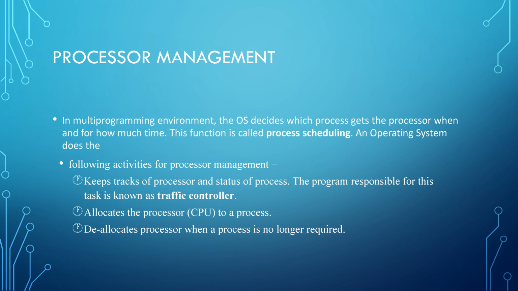An operating system does the following activities for processor management. Number one, it helps in keeping track of the processor and status of the process. The program responsible for this task is known as the traffic controller. It also helps to allocate the processor/CPU to a process. It deallocates the processor when the process is no longer required.